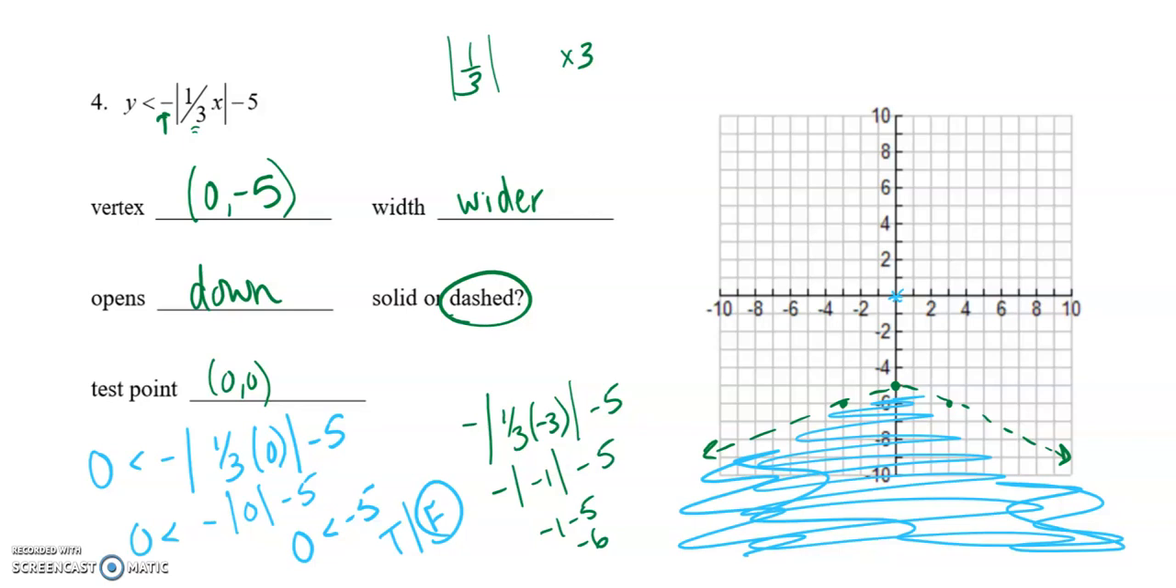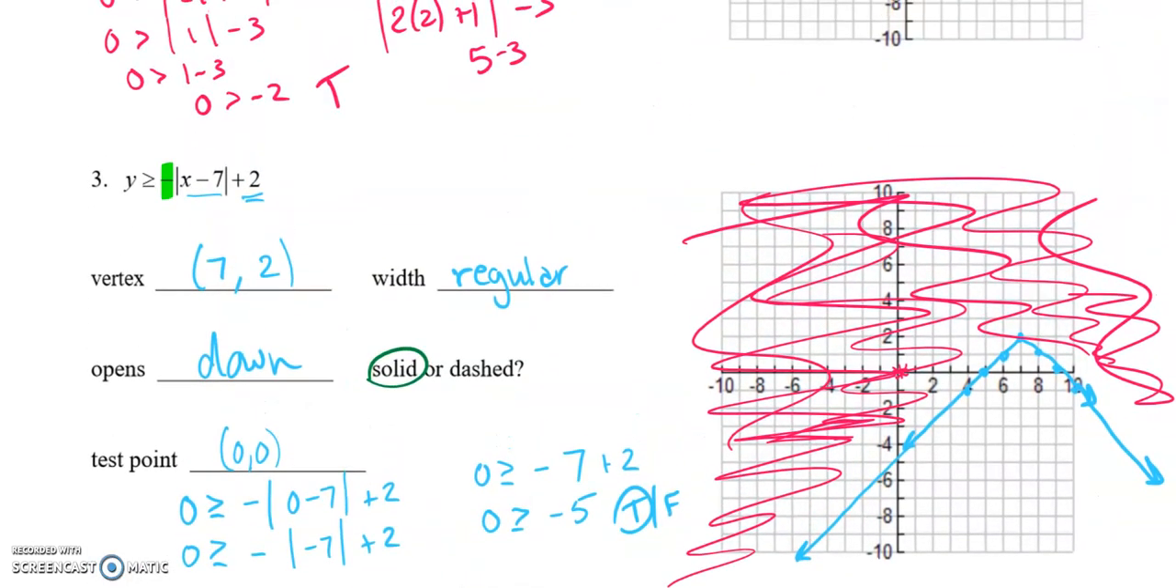Little hint on absolute values. If it's less than, you'll shade below, which in this case is inside. If it is greater than, like number 3, you will shade above, which in this case happens to be outside.